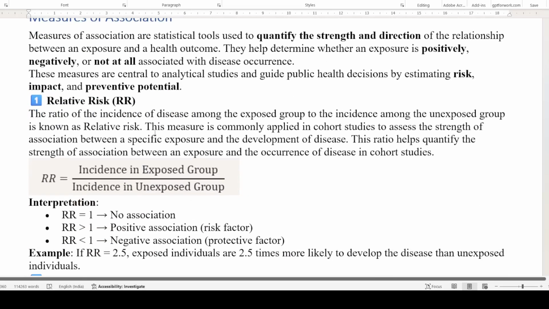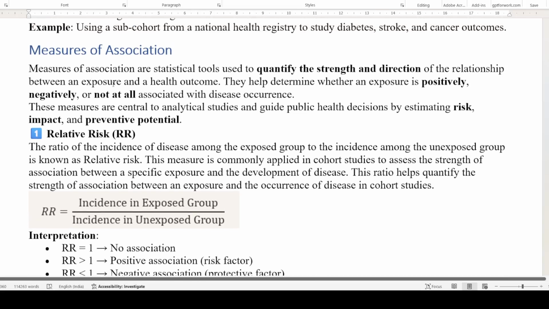What is this? Measures of association. Measures of association are statistical tools used to quantify the outcome in quantitative terms. These tools are used to quantify the strength and direction of the relationship between exposure and health outcome. The outcome can be positive, negative, or not at all, meaning it can be a null association.